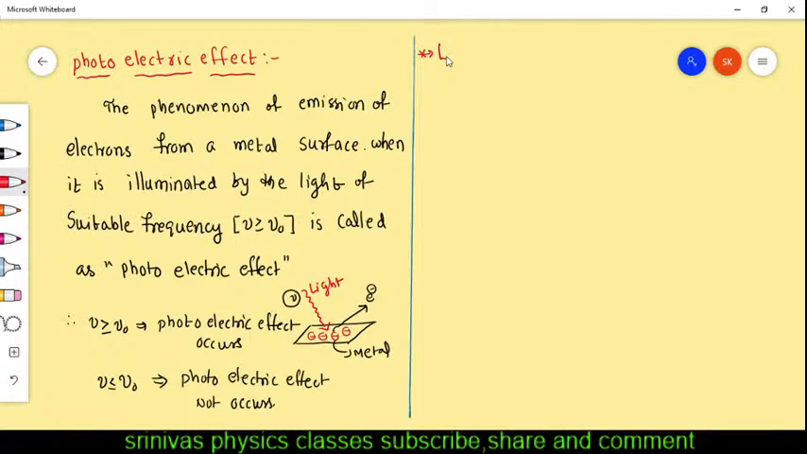Lenard experimental study of photoelectric effect. Okay, this is our topic.